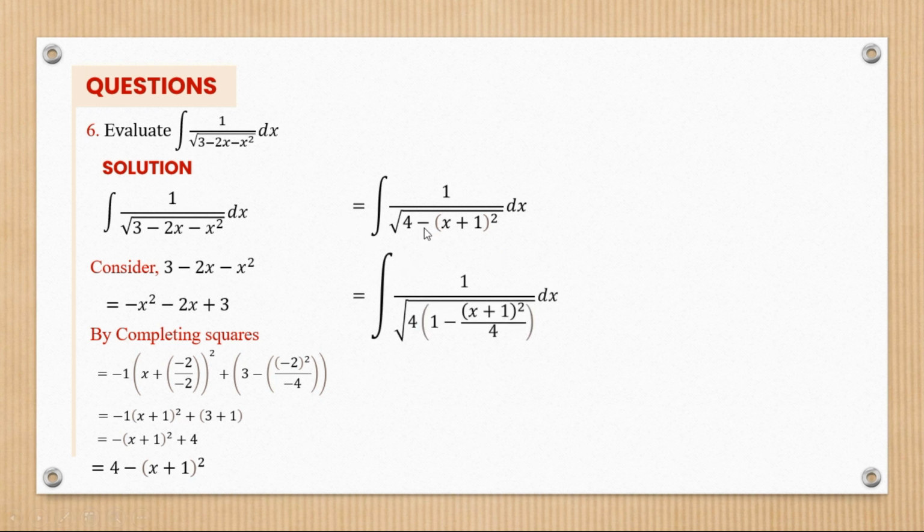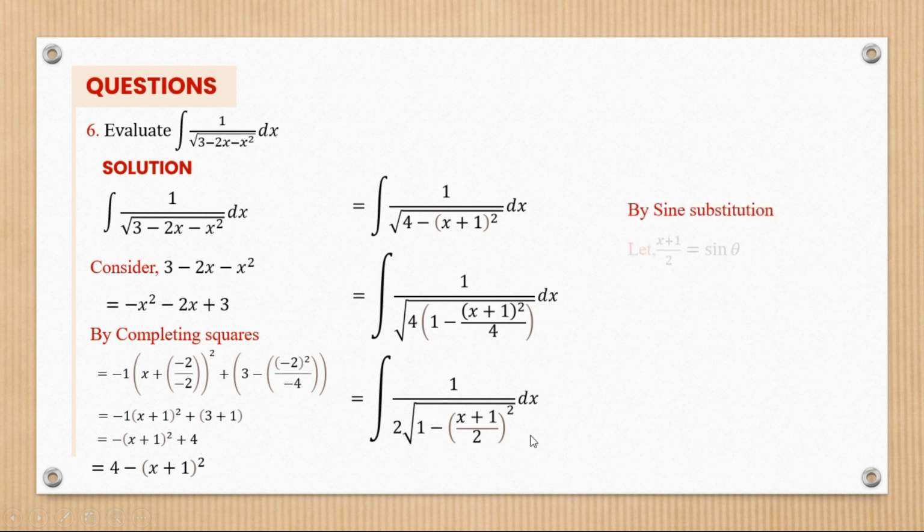So when we factorize the 4, we will be left with 1 minus (x plus 1) squared over 4, of which you know that 4 is the same as 2 squared. So we'll have (x plus 1 over 2) squared, 1 minus that. And then this 4, the square root of it is 2, so that 2 comes out of this root. So this is what we end up having.